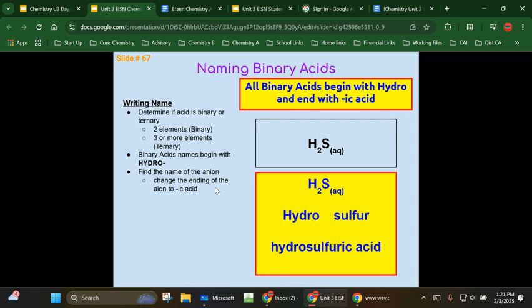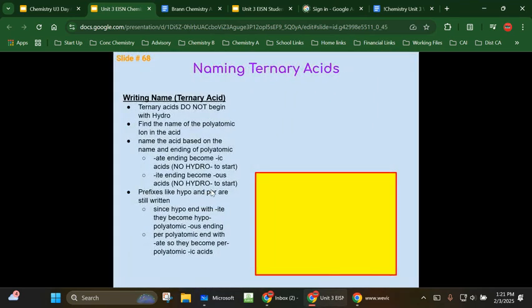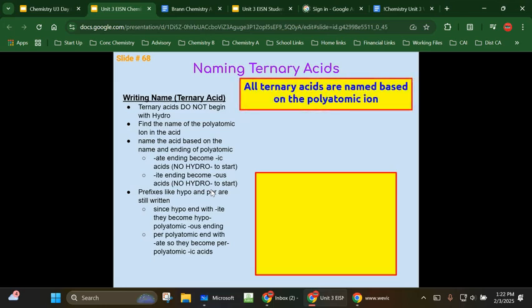So now we're down to just the ones that end in ATE. So we're more limited on these, ladies and gentlemen. All right. Writing the name of a ternary acid. Ternary acids do not begin with hydro. That is for binary acids. So, all ternary acids are named based entirely on the polyatomic ion.